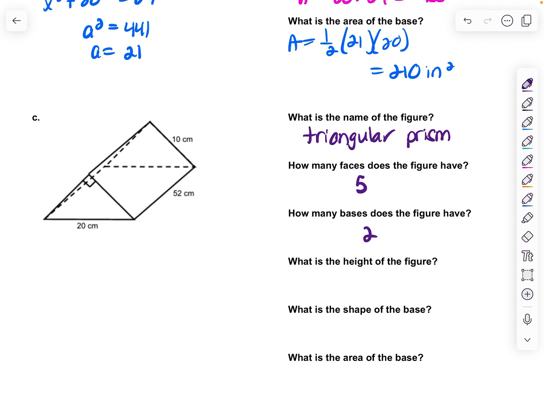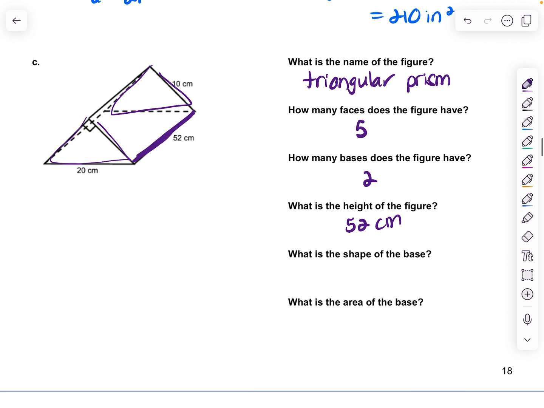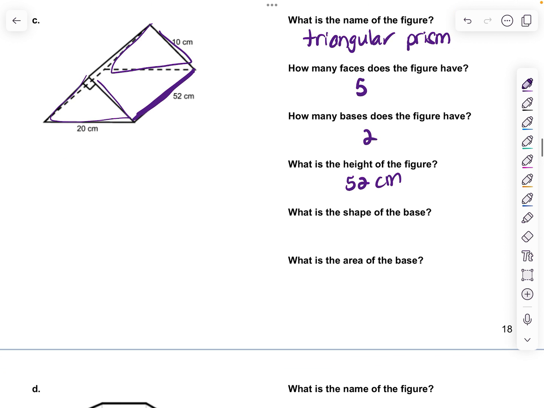If you remember from a couple pages ago, the height of a prism is the distance between the 2 bases. So that means that this 52 is the distance between this base and that base. So 52 centimeters is the height of our figure. The shape of the base, again, is a triangle. And what is the area of the base?